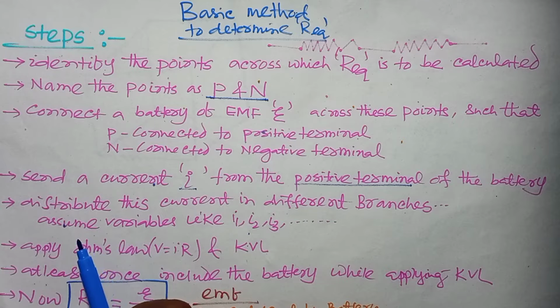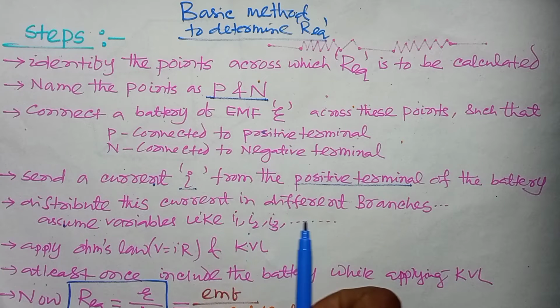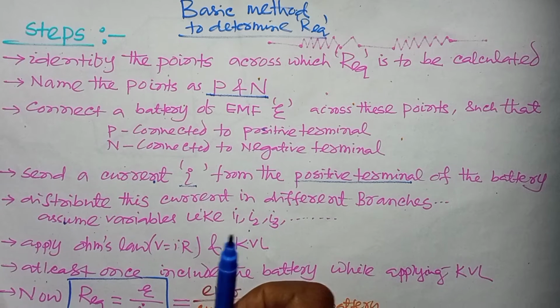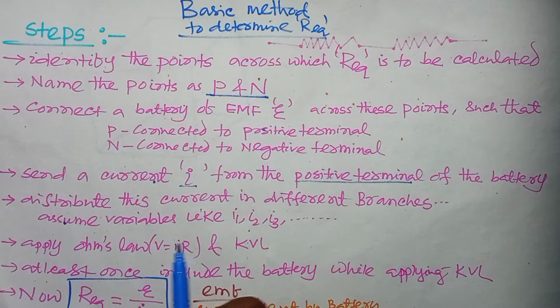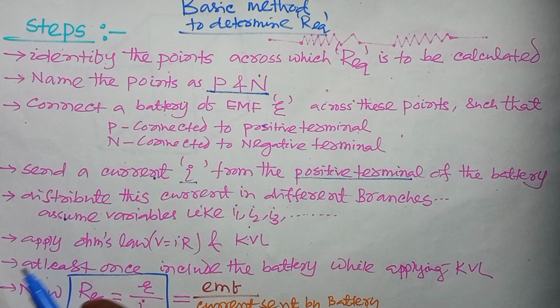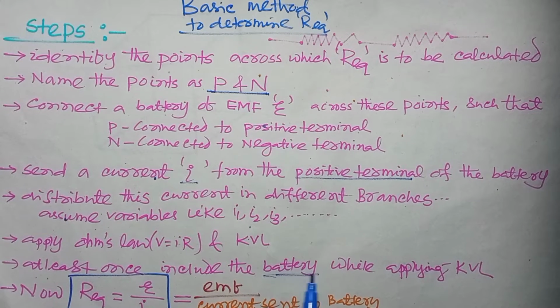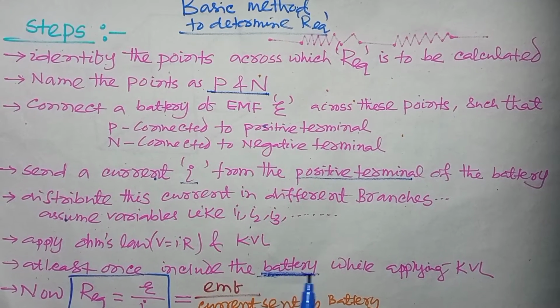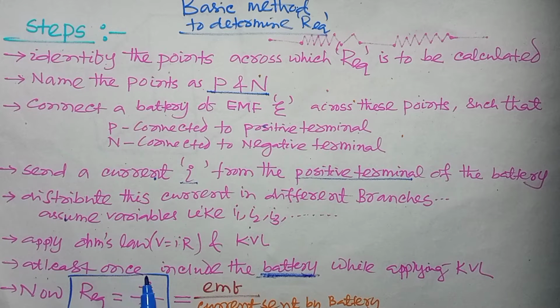And while distributing the currents in different branches, we have to assume variables like I1, I2, I3, etc. And we have to apply Ohm's law and the KVL equation. One thing we have to note is that while applying the KVL equation, we have to include the battery at least once.